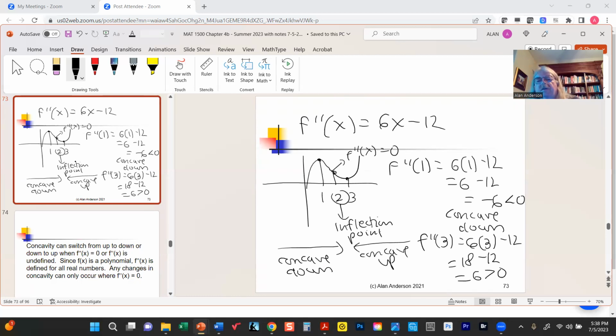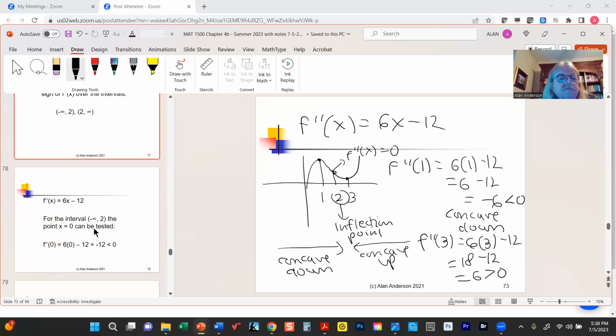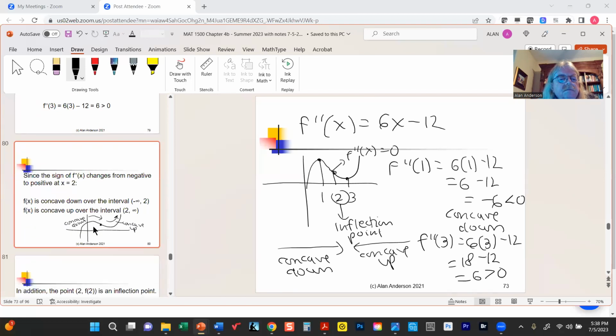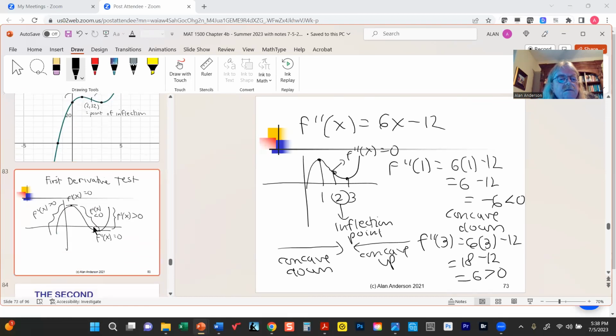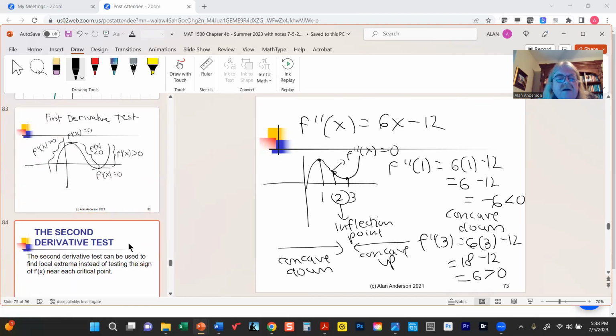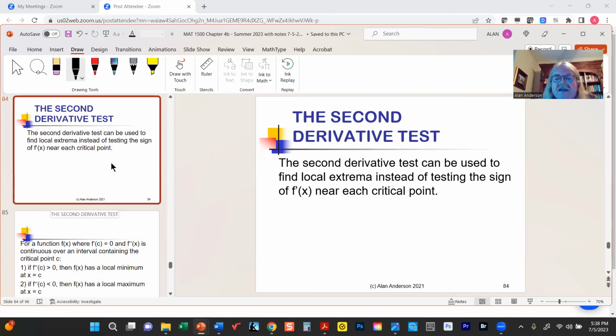So what we were able to determine is that we found our inflection point at x equals 2. And then everywhere to the left of that, the function is concave down, and everywhere to the right of that, it's concave up. Okay. So that's all we needed to do. Now, this leads us up to the so-called second derivative test. This is an alternative to the first derivative test for identifying whether each critical value is a maximum or minimum point.